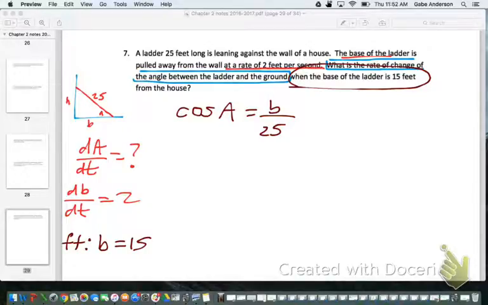So let's go ahead and do d/dt of everything. So let's talk specifics. What is the derivative of just cosine?